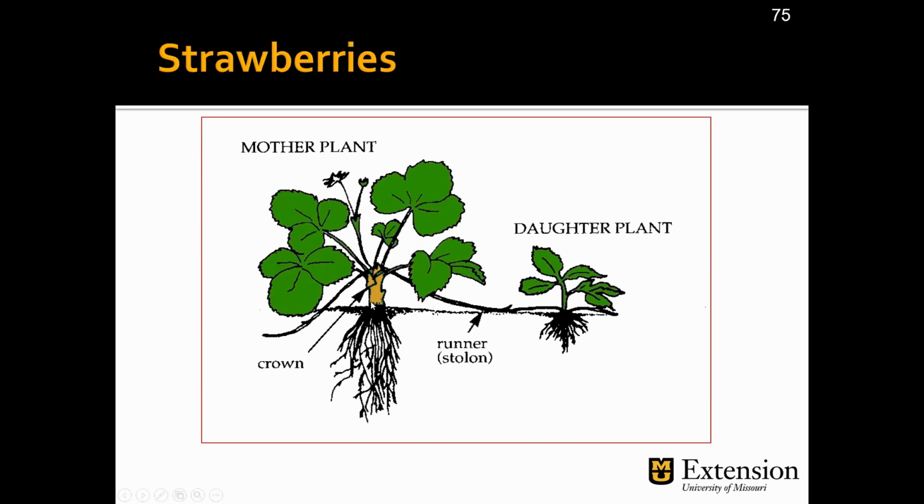It's not called a stem, it's called a crown. And that's where most of the leaves and shoots come from. And then you have a runner, and the botanical term for this is a stolon, and this is how you propagate strawberries. You cut the daughter plant, and that's what you propagate when you want to plant strawberries.